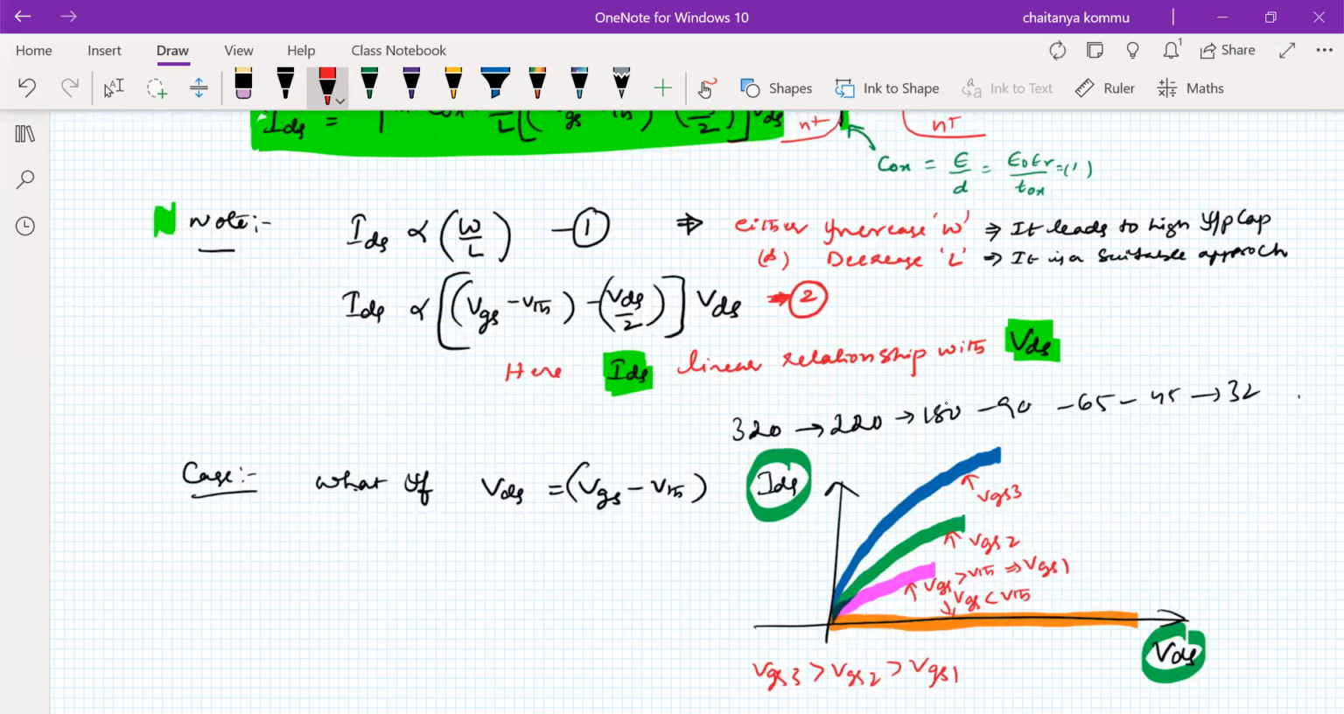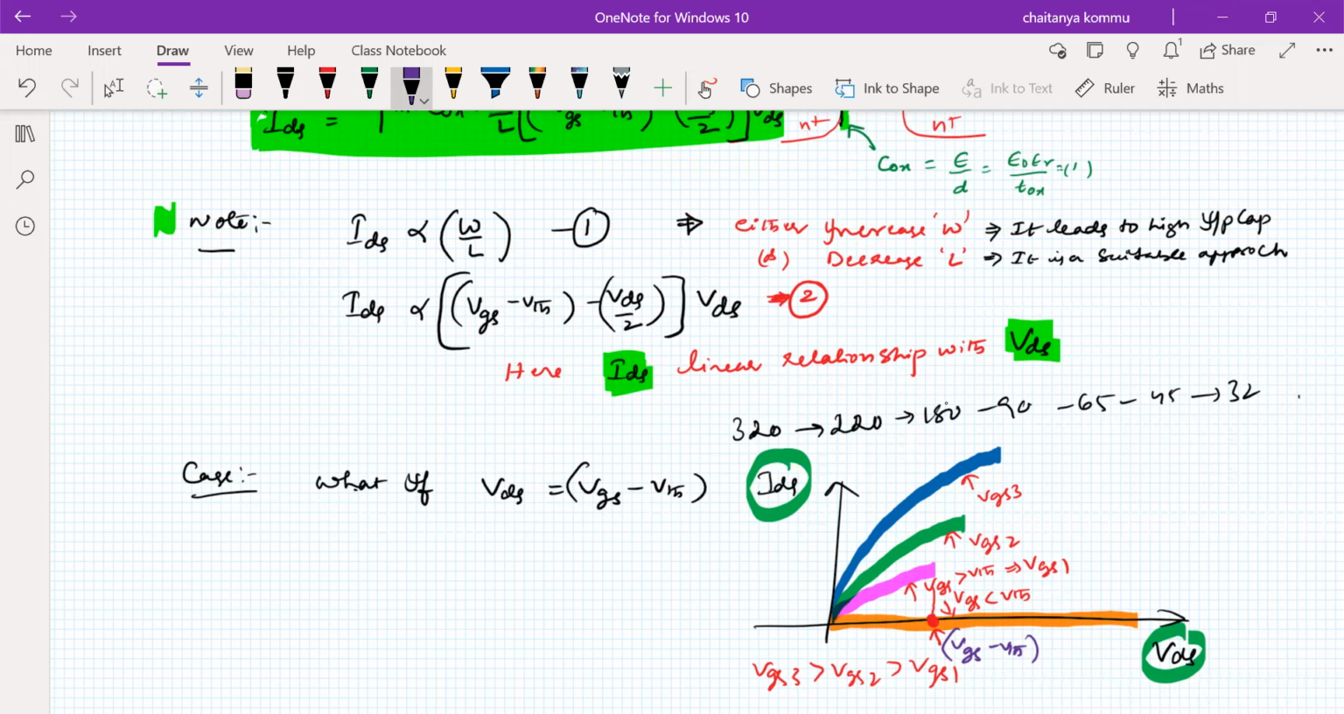Agreed? Now, let us consider a certain point. At this point, when the VDS value reaches a particular voltage, this particular voltage we normally call VGS minus VTH. So this is the voltage of VDS that we are talking about. At this VDS value equal to VGS minus VTH, the transistor will enter into the saturation region, as we have seen previously.